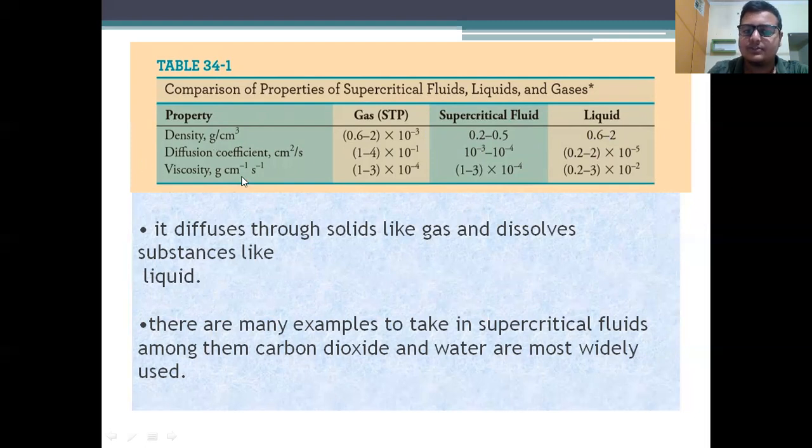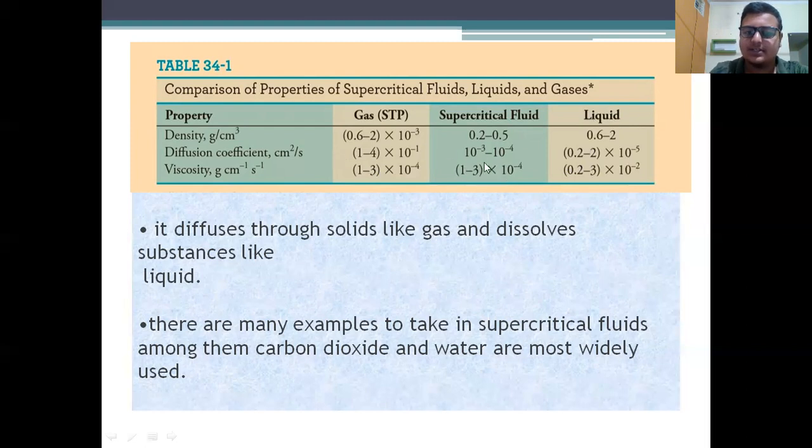When you come to the viscosity, the supercritical fluid has 1 to 3 times 10 raised to the power of minus 4. If you see the gas, it has a viscosity around 1 to 3 times 10 raised to the power of minus 4. If you see the liquid, the viscosity ranges from 0.2 to 3 times 10 raised to the power of minus 2.